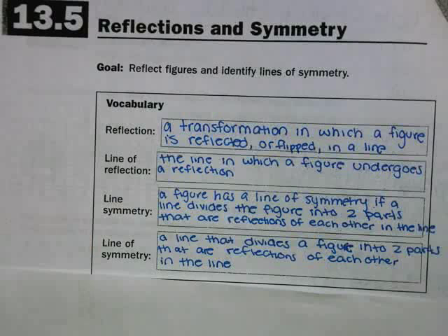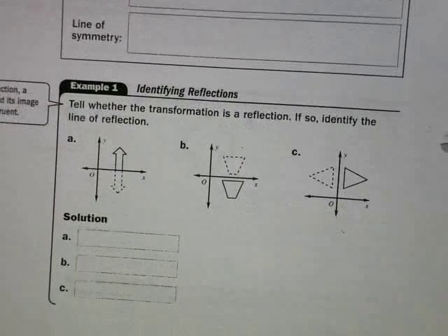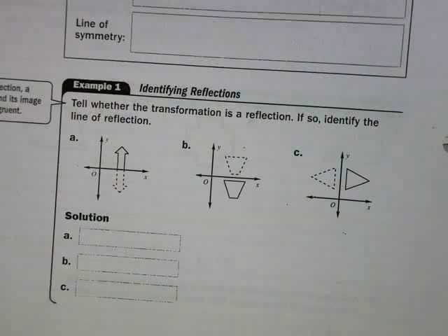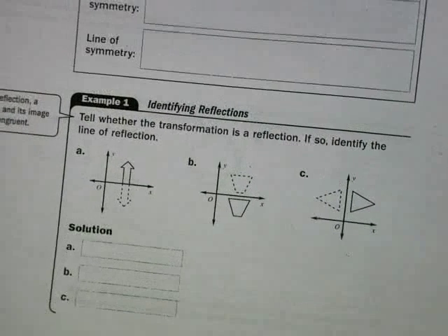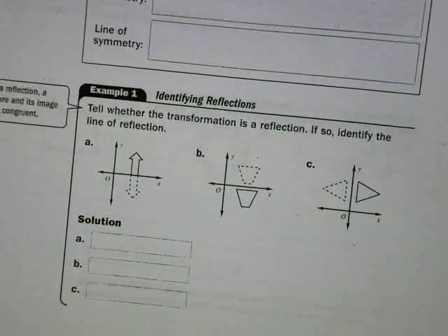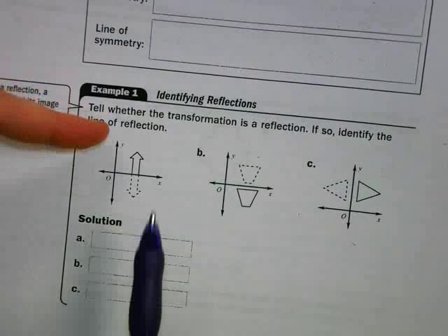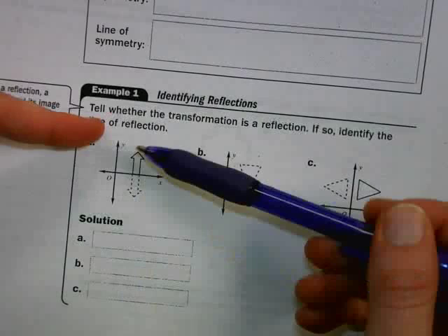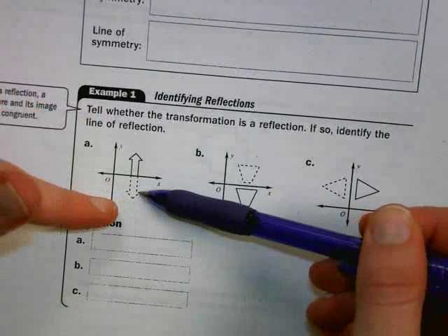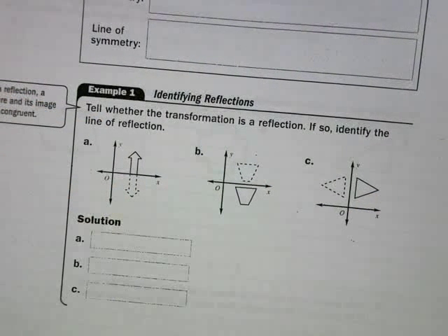All right, so we're going to look at example 1 down here. They have 3 pictures down here, and we're supposed to decide if it is a reflection, and then if it is a reflection, we say which line it's being reflected over. So basically, we have to decide if I take my arrow and I flip it over, will it match up with this one exactly? So in A, that is definitely a reflection.